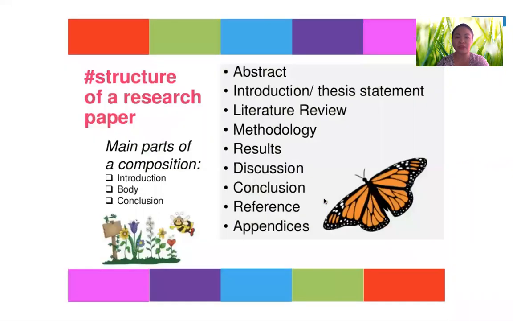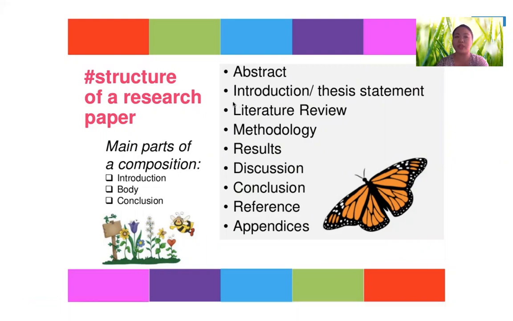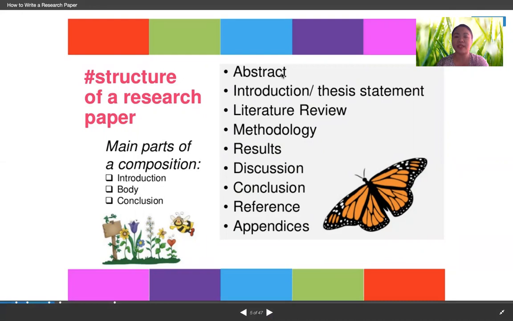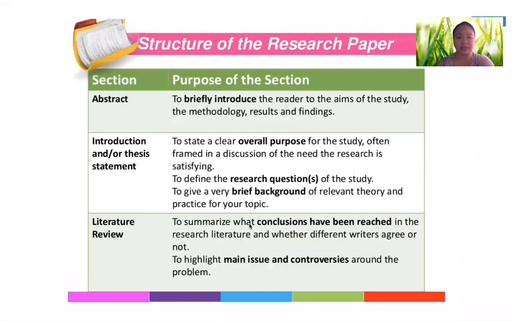So what is the structure of the research paper? Again, as I mentioned in the previous discussion, it has three main parts: the introduction, the body, and the conclusion. For a final research output, it should have an abstract, introduction, literature review, methods, results, discussion, conclusion, references, and appendices, or what we also call the IMRAD of reporting, publication, or writing research.